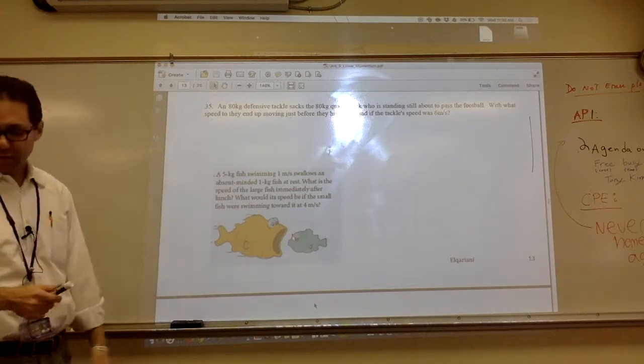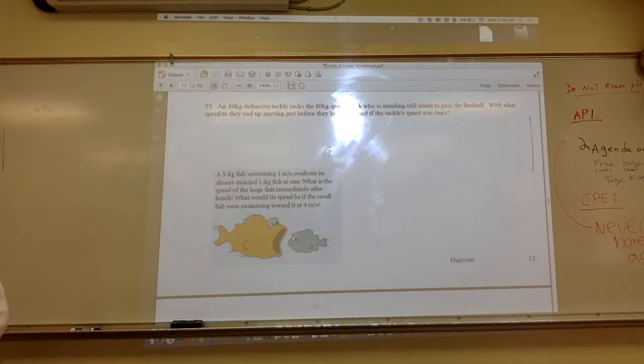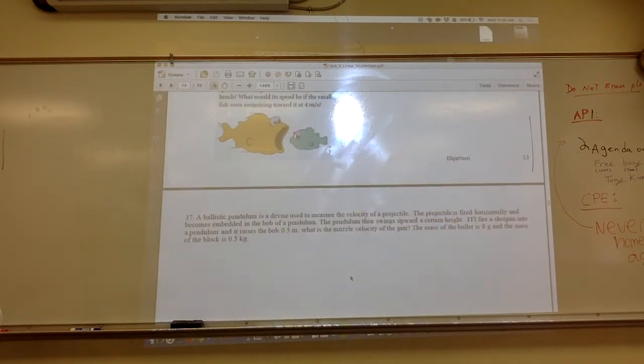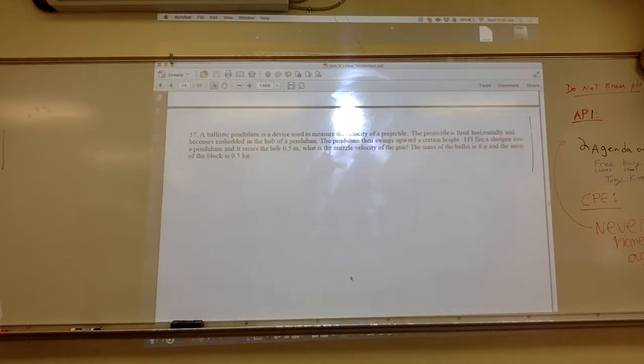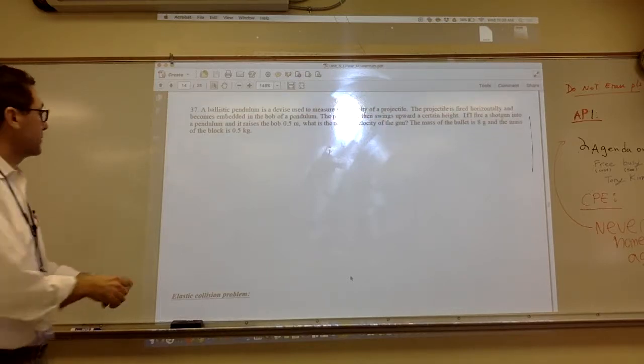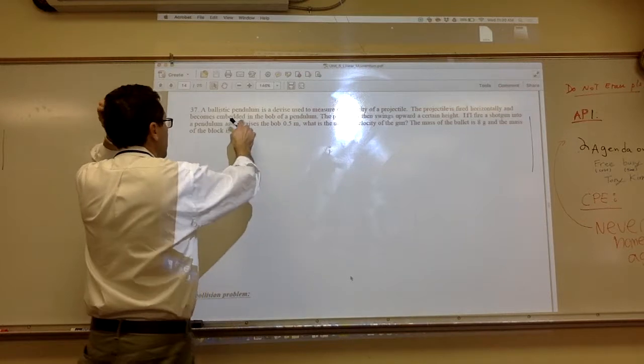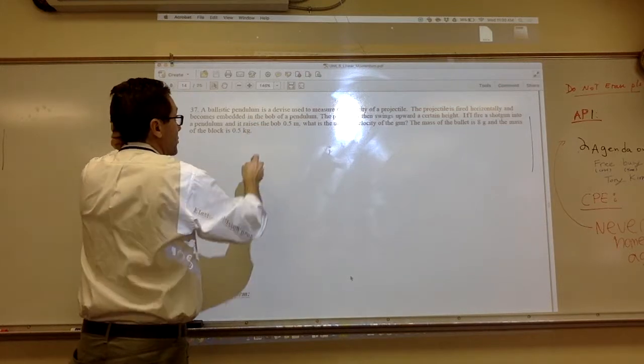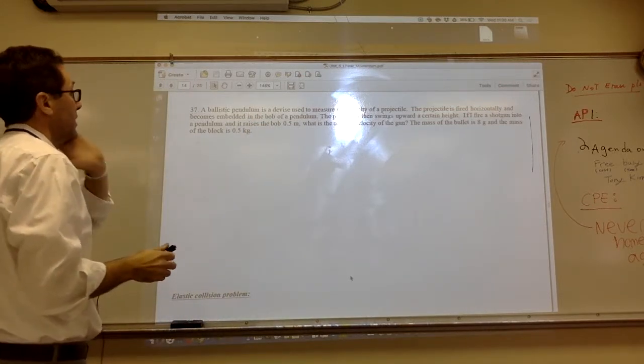This picture here, I think you can just look at the answers on the answer key. It's all similar to what we've been doing. So I'm going to go to something a little bit more complicated. A ballistic pendulum is a device used to measure the velocity of a projectile. We're going to do this in class.